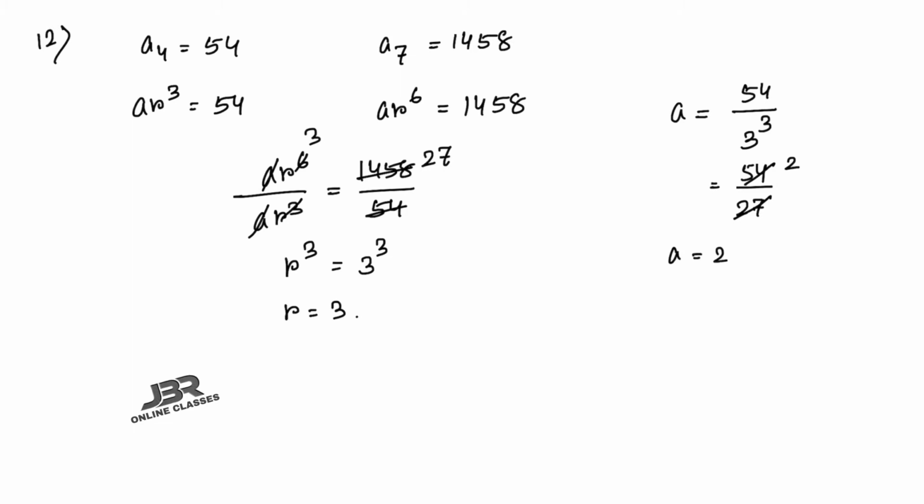Now you have to write down the geometric series. Your answer: the first term is 2. Next will be 6, because r equals 3, so 2 into 3 to the power 1, then 2 into 3 to the power 2, then 2 into 3 to the power 3, and so on. So first 2, then 6, then 3 to the power 2 means 9, so 18, and so on. I hope it's clear.